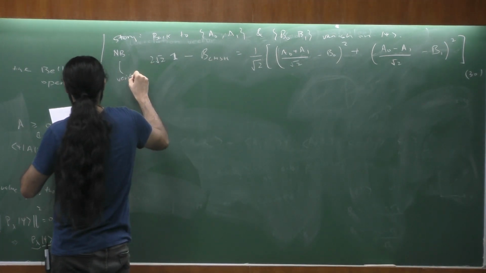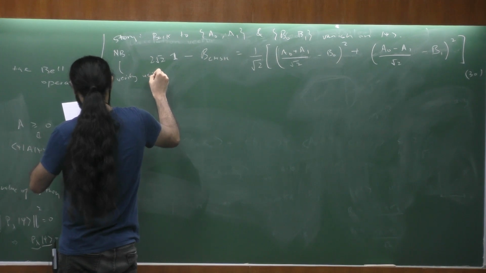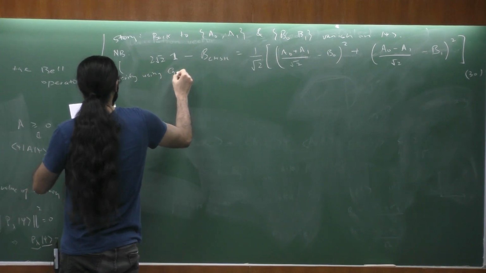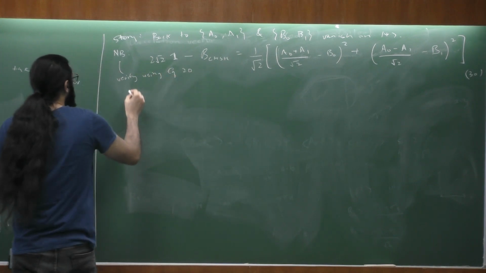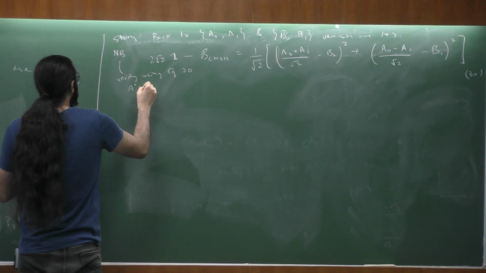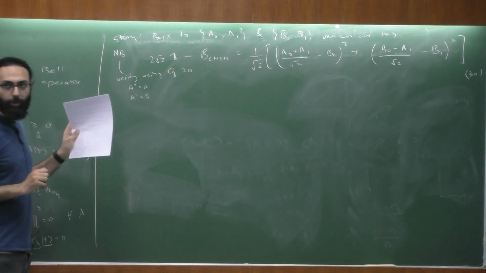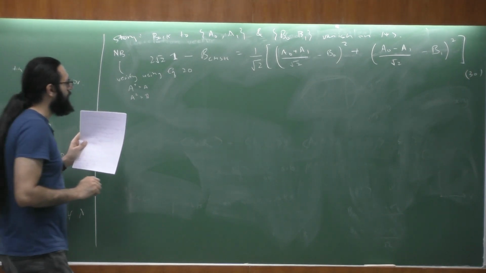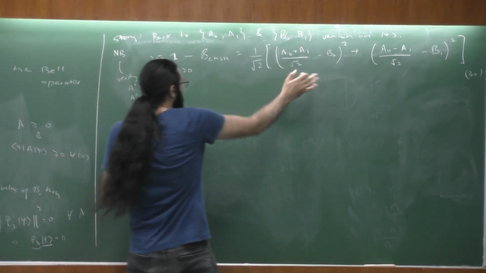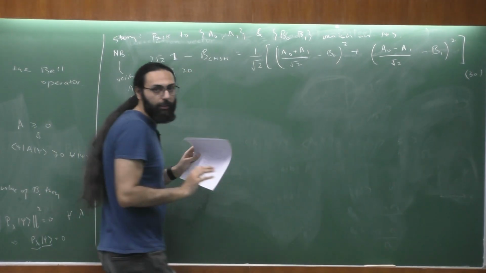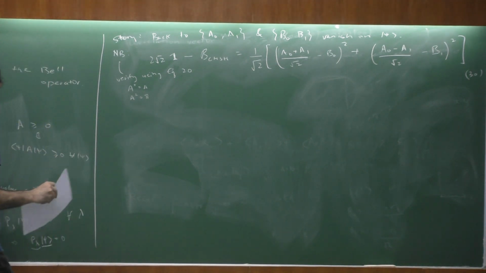One can verify this. It's just a direct calculation using equation 20. Equation 20 was saying that A dagger is A, A squared is identity, and things like this. So this we already saw. You can write this specific decomposition, and it's a sum of squares, like we said here.